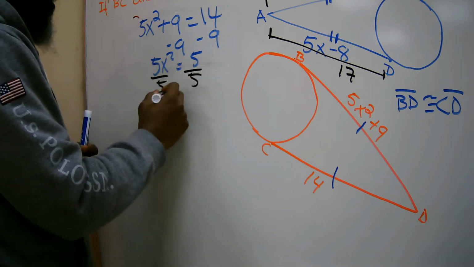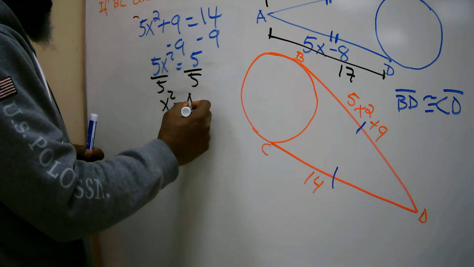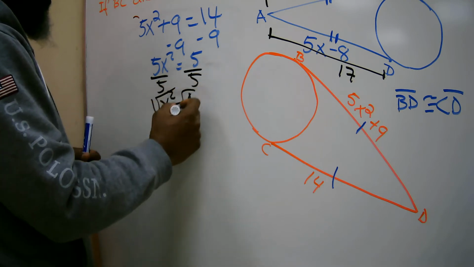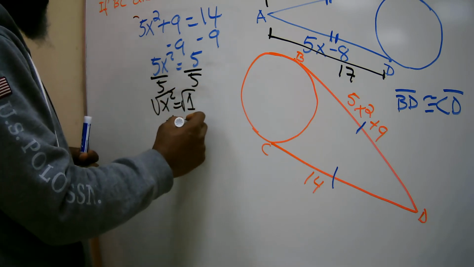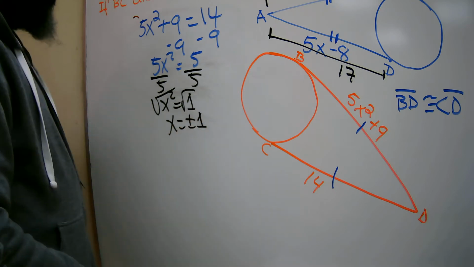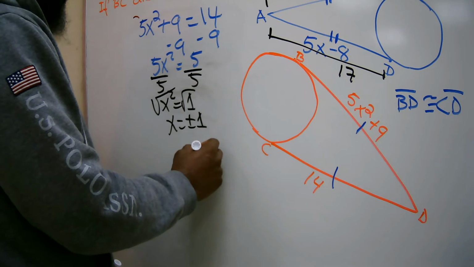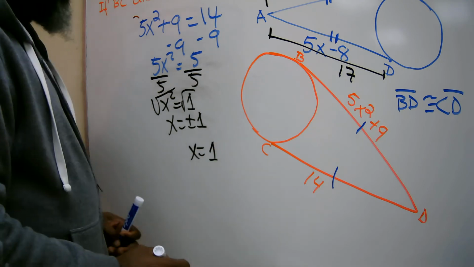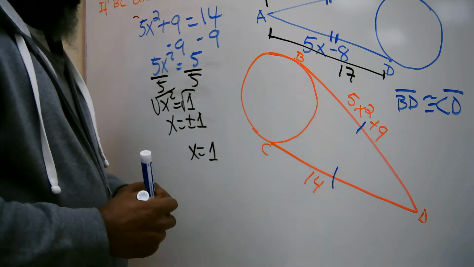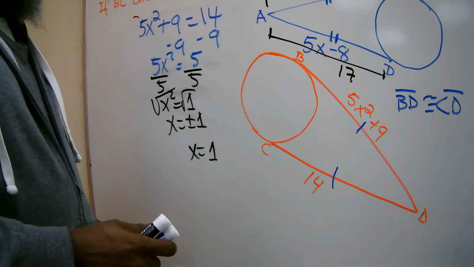In this case, you will have x squared is equal to 1. And the last step, you will have to take the square root. So when you take the square root of some number squared, you have a positive and negative answer. In this case, since you're looking for distance, you only need the positive number because you don't want your distance to be negative.